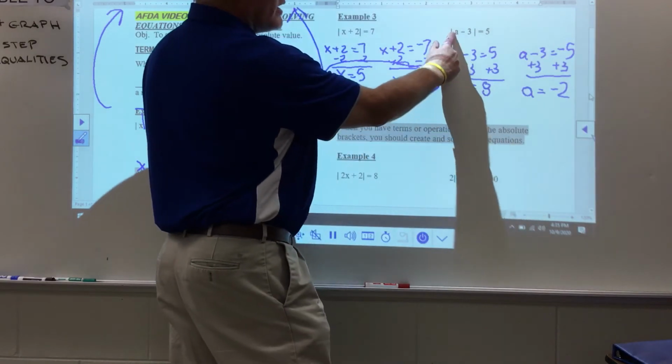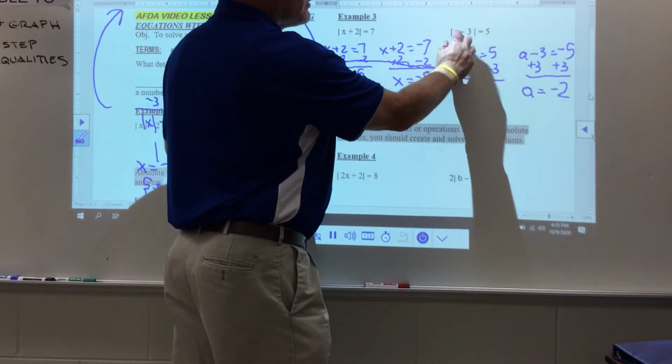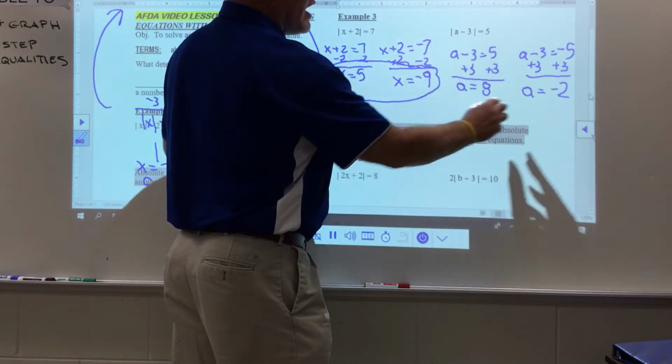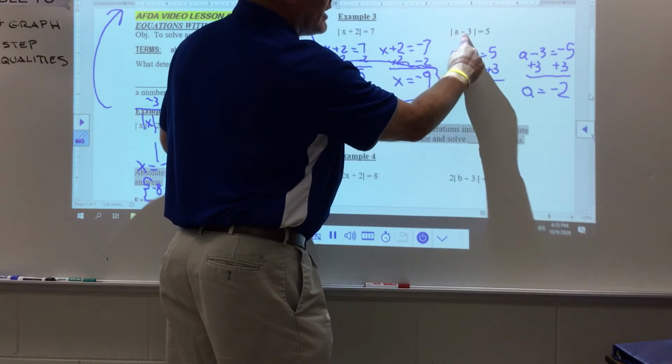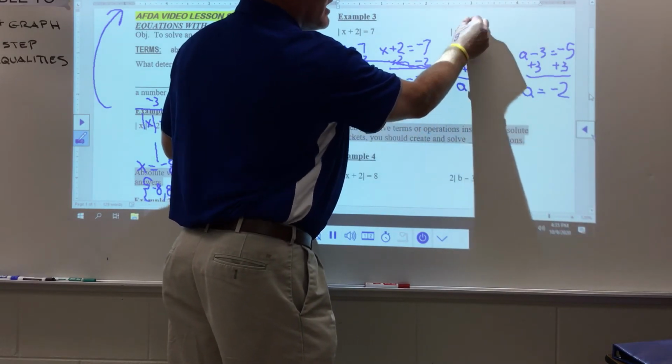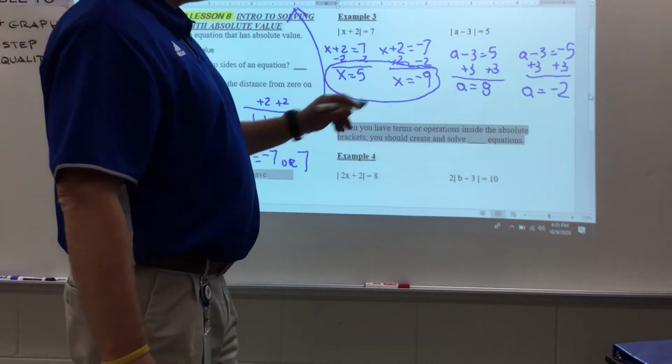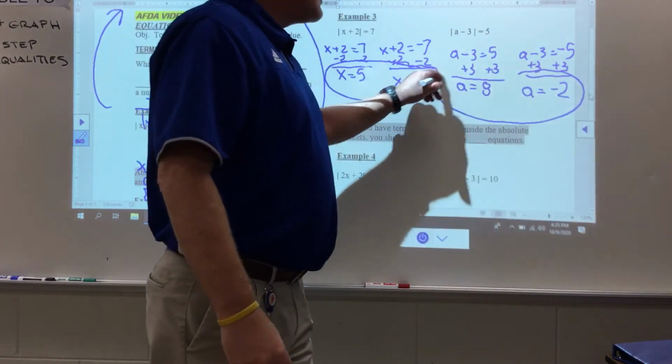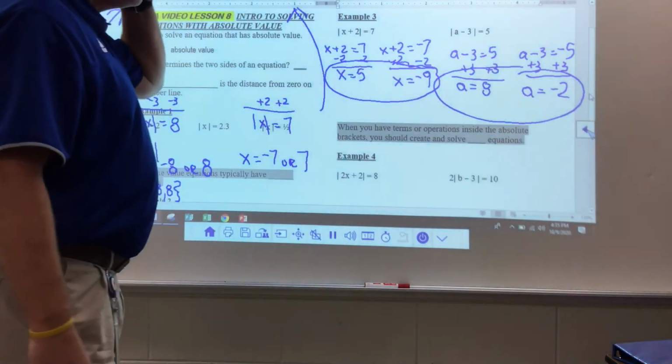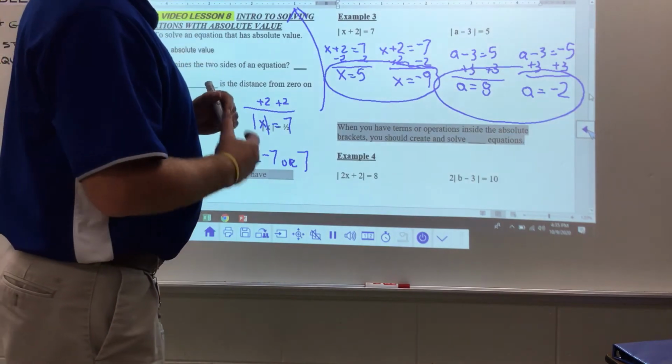Check them real quick. 8 minus 3 is 5. The absolute value of 5 is 5. -2 minus 3 is -5. The absolute value of -5 is 5. So again, these guys check out right there. And so hopefully we're in good shape.